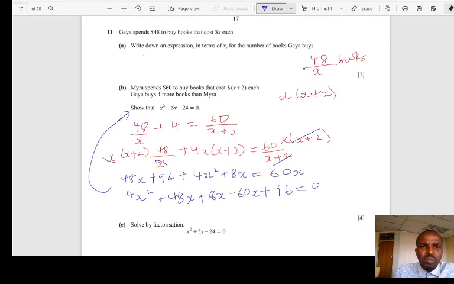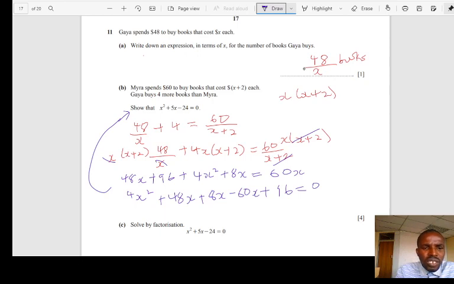Myra spends 60 to buy books that cost x plus 2 each. So Myra bought 60 over x plus 2. Gaia buys 4 more books than Myra. So it will be Gaia, 48 over x plus 4, is equal to this one. Common denominator is x plus 2, like this. So x plus 2 here.